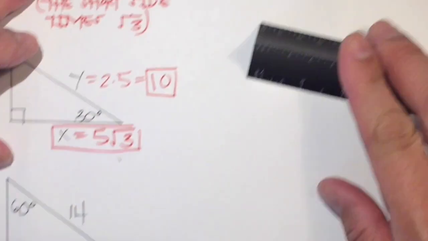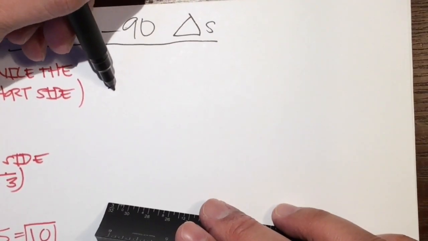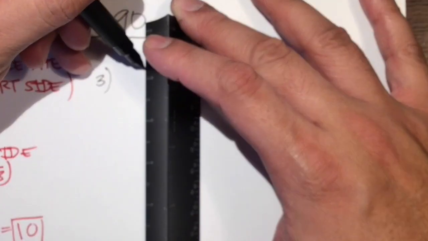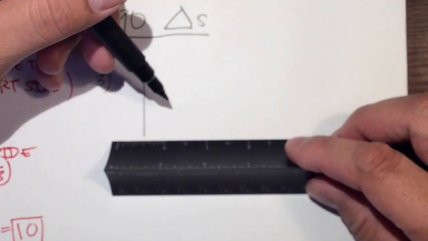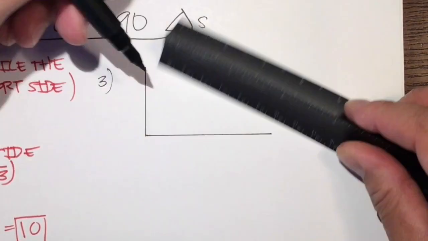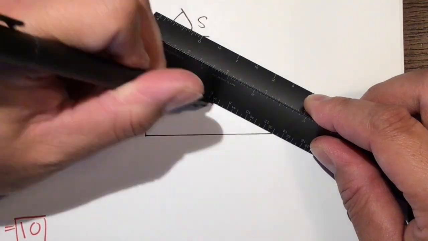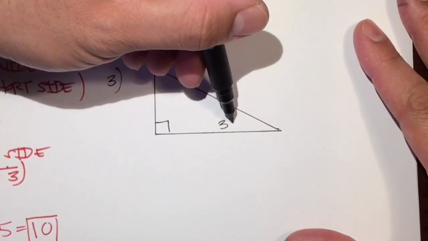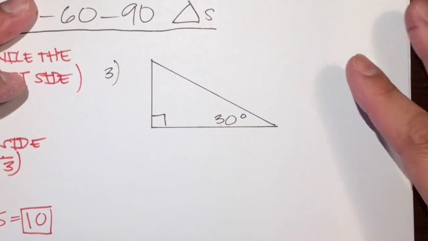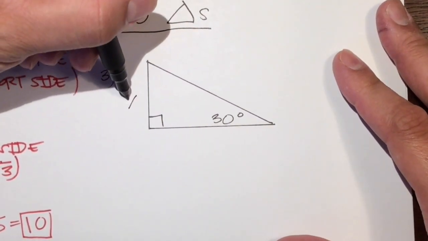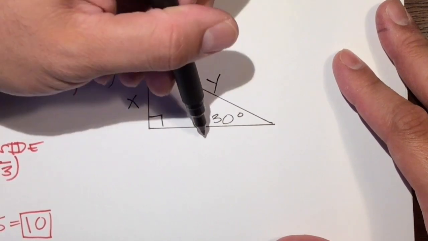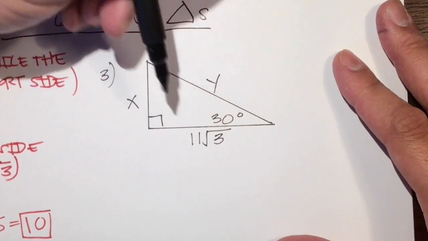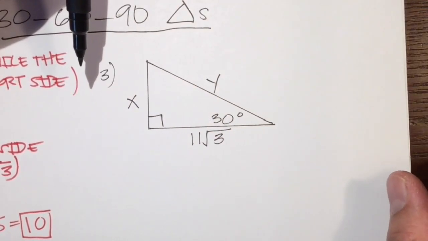All right, here we go. Number 3. You're like, these are supposed to get more challenging? What? Okay, so here is number 3. And let's put the 30 degrees there. Okay, and then let's put x. Let's put y. And let's put the middle side. Let's make the middle side 11 radical 3.